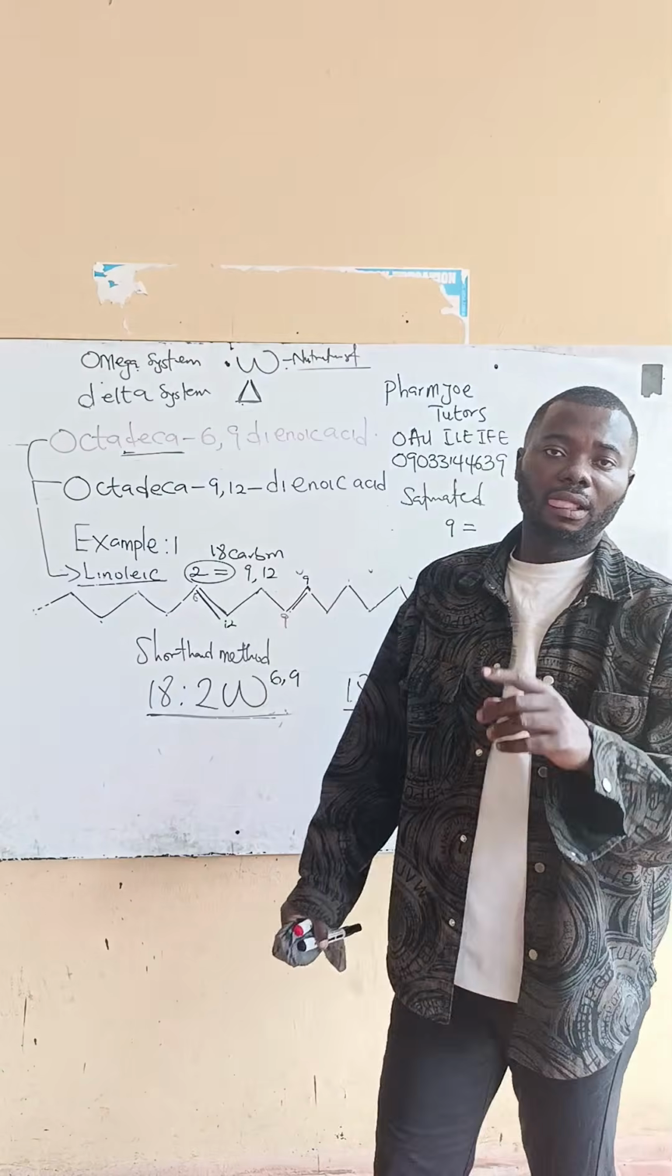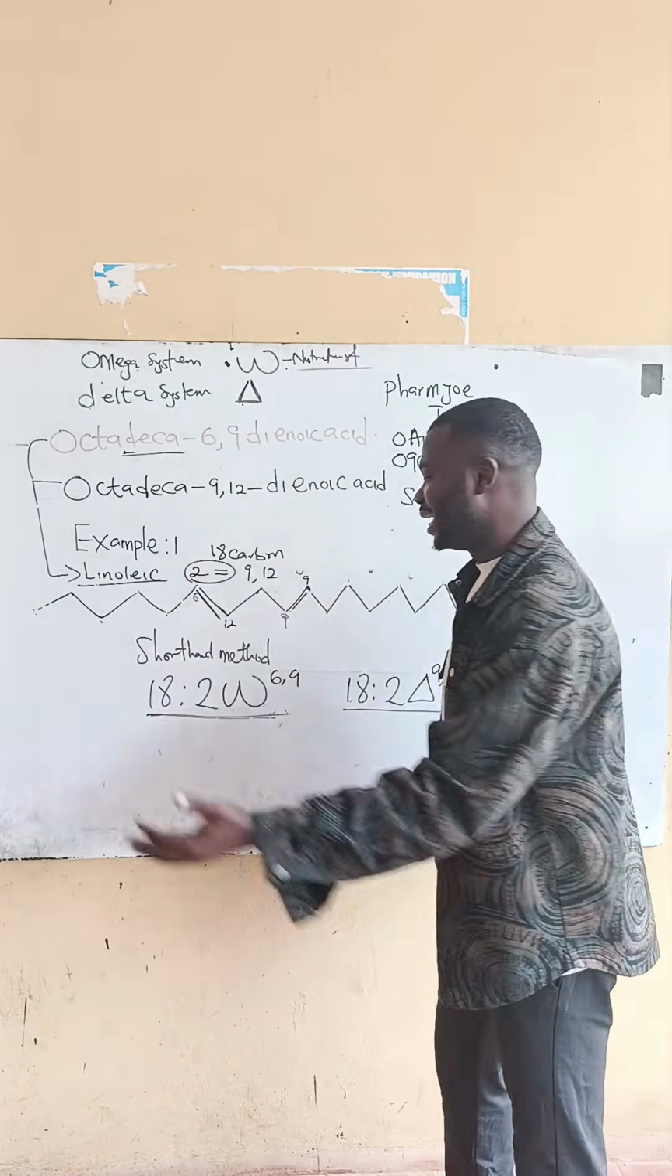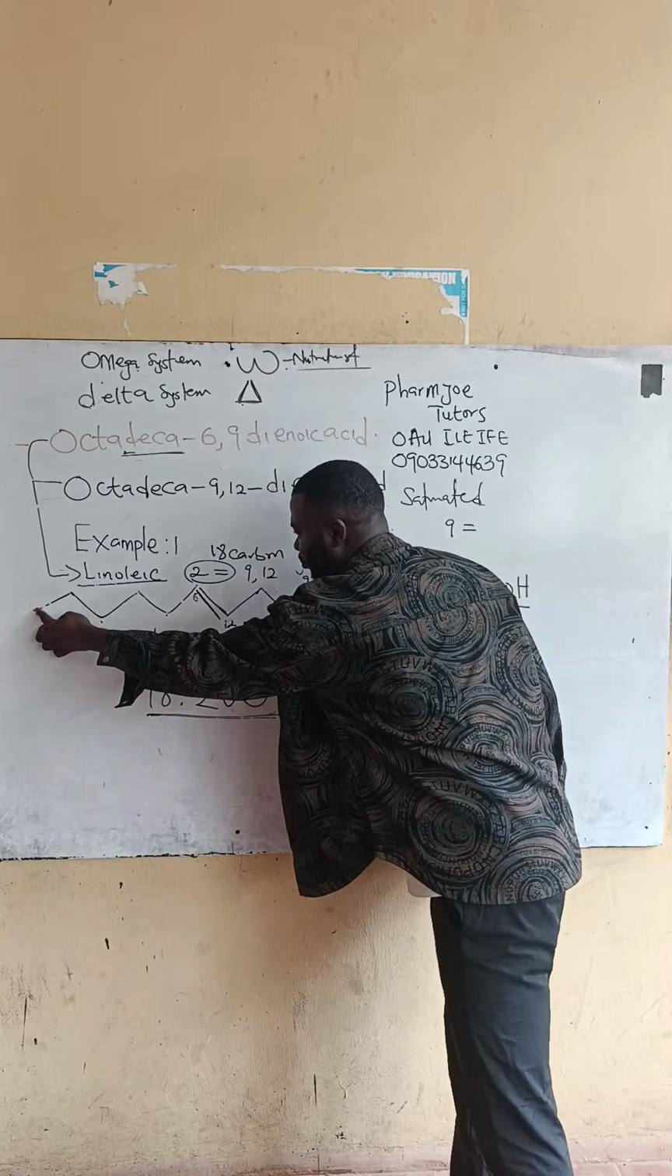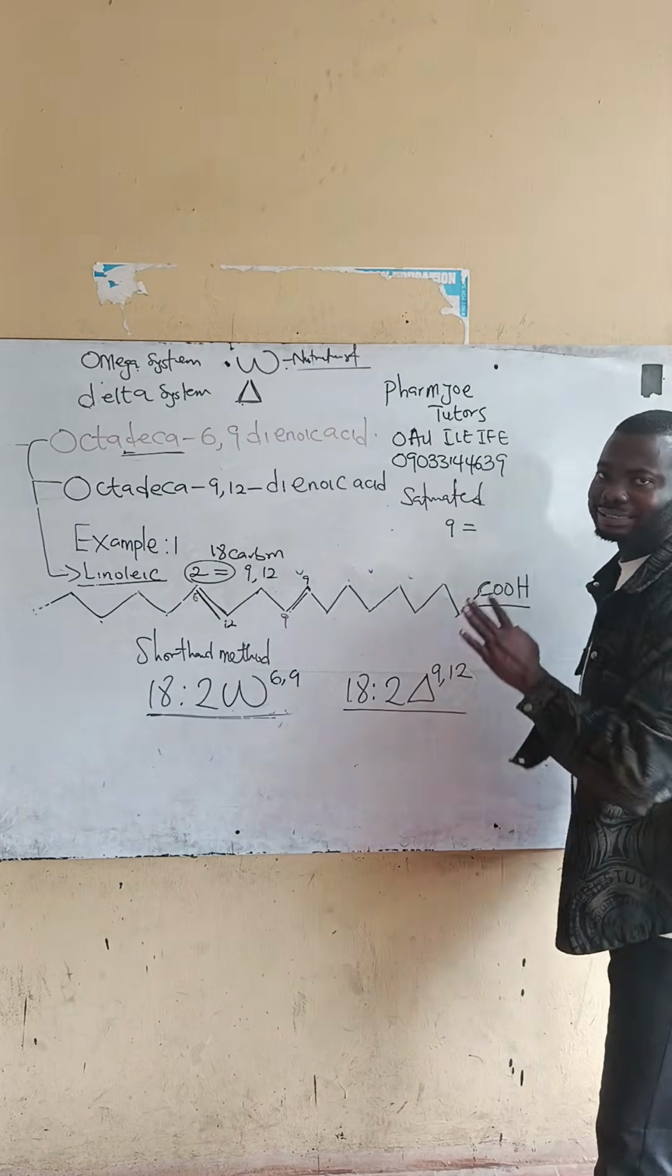6 means one is in position number 6, then the other one is in position number 9. And when I see omega, I count from the back. When I see delta, I count from the front. It's as simple as that.